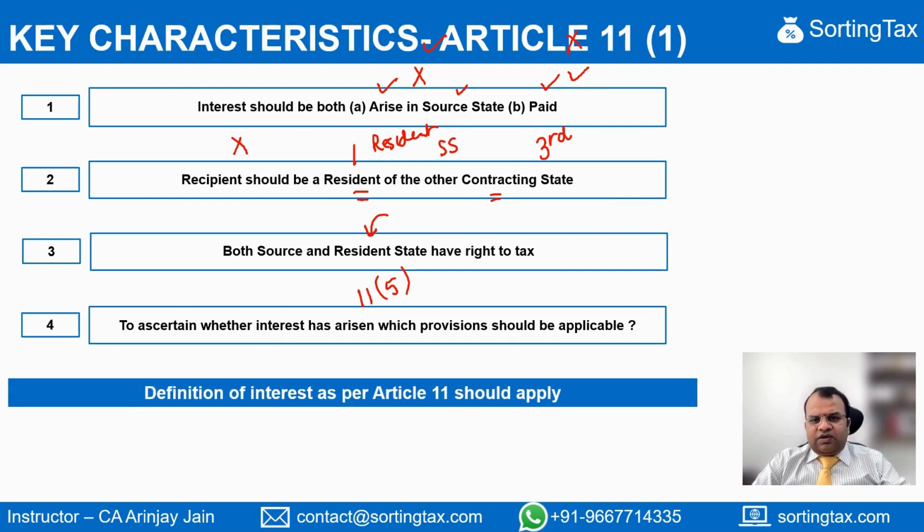Now, another interesting question which comes up is, what is the meaning of interest under Article 11? In such a case, we need to refer to the relevant clause of Article 11, which may be Article 11(3), or otherwise 11(4) in some treaties. So the definition of interest has to come according to that particular clause.